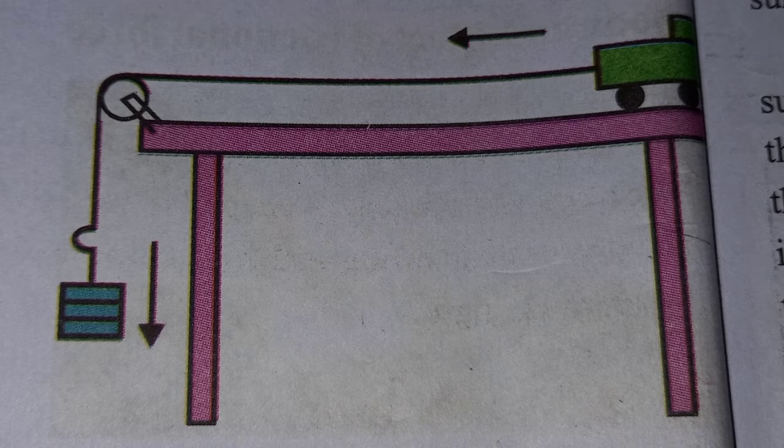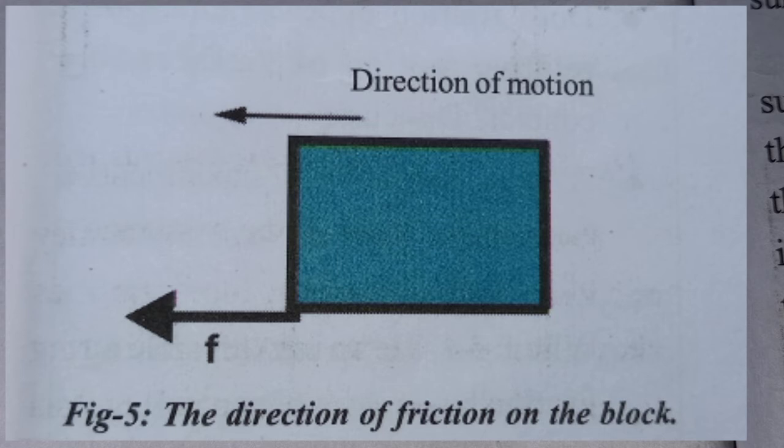Now keep on increasing the weight on the hanger. Observe the motion of both the trolley and block. The surface of the trolley tries to keep the block at rest with respect to its surface. Thus, the force of friction by the surface of the trolley acts on the block in the direction of motion. At the same time, the block also applies a force on the trolley in the opposite direction and tries to move towards the right. Observe figure 5 carefully.